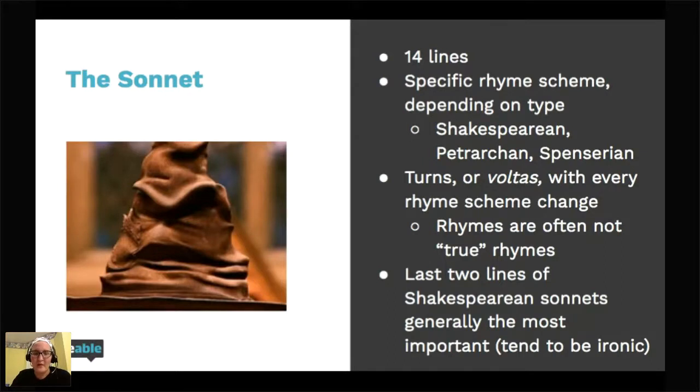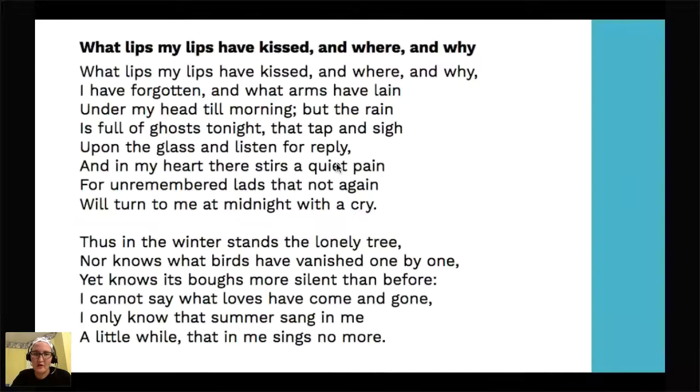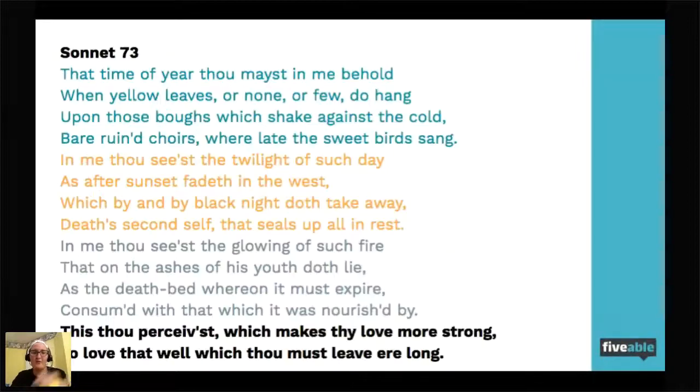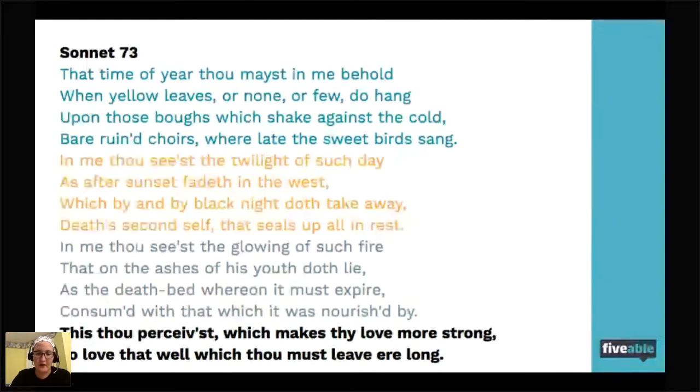Okay. Another common-ish type, these are two examples. So I marked this with colors where the rhyme scheme changes here. There you go. So those last two lines make it, this will be up again, so you can always look at it. I have other materials too.